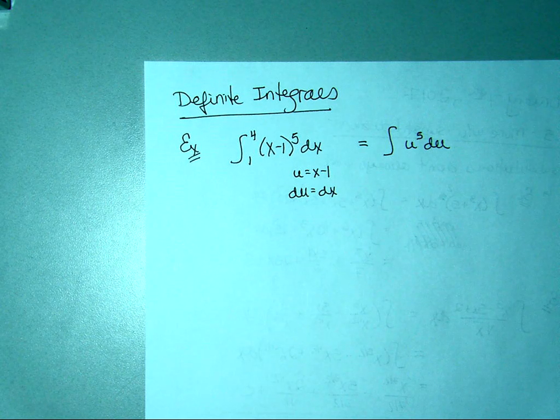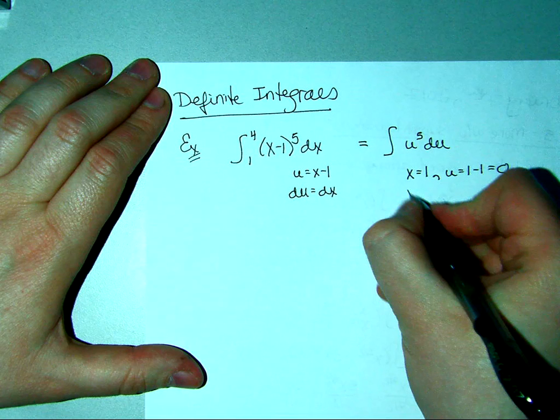Do you see a formula on the board? U equals. We're going to use that formula to change our x value limits into u value limits. So here we go. When x equals 1, u is just going to equal 1 minus 1, or 0. And when x equals 4, u is going to equal 4 minus 1, or 3.